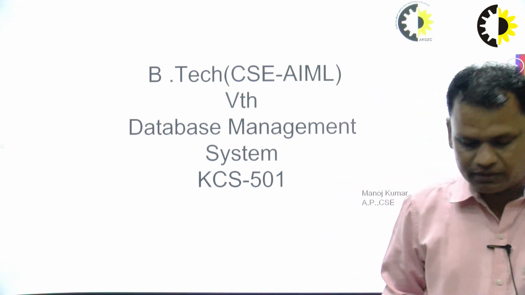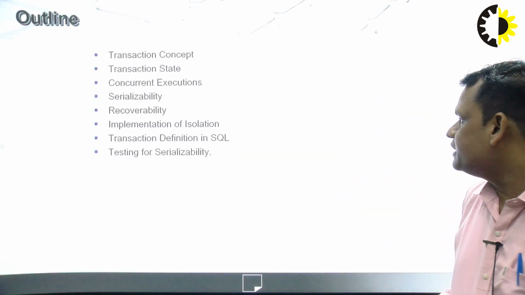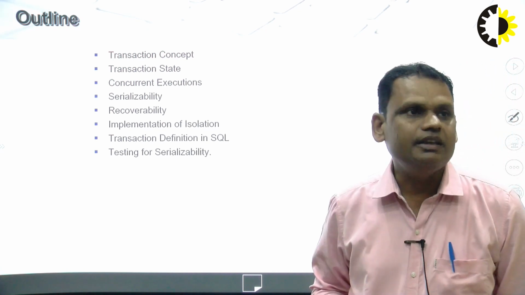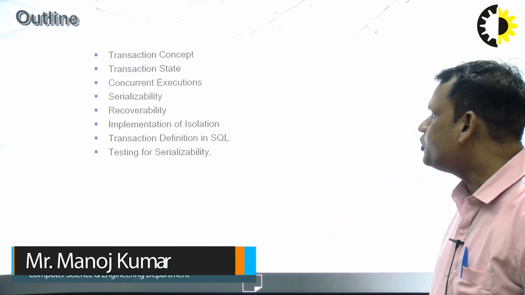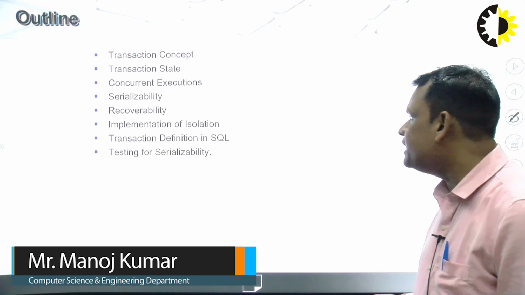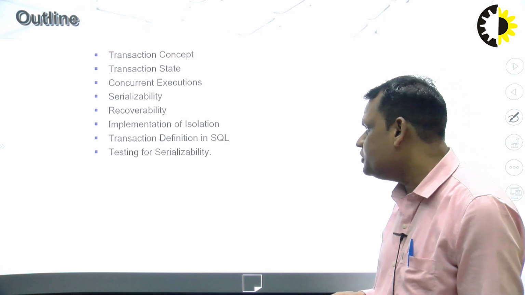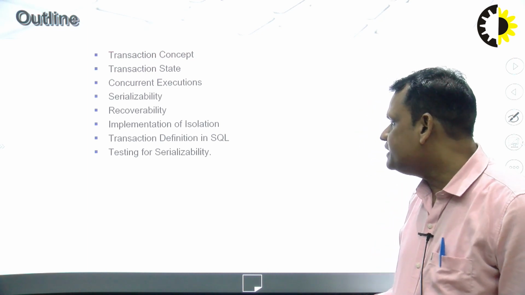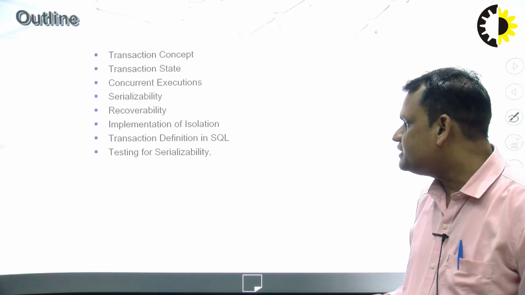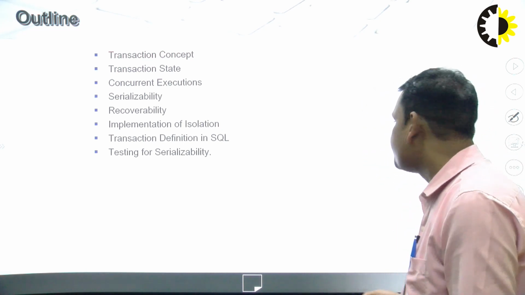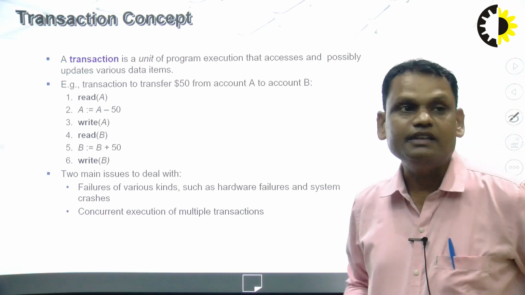Today's topic is transaction. What is a transaction? The outline covers: transaction concept, transaction state, concurrent execution, serializability, recoverability, implementation of isolation, transaction definition in SQL (Structured Query Language), and testing for serializability. First, what is a transaction? The transaction concept.